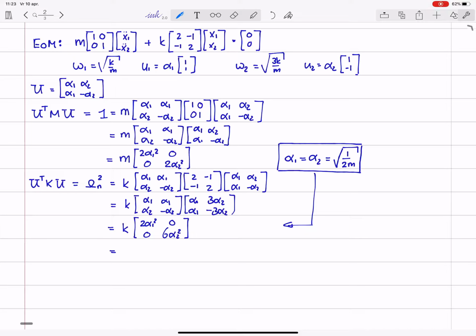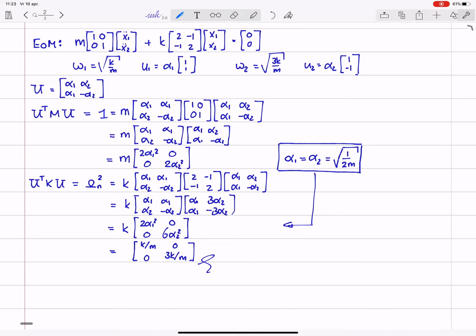Then we get alpha 1 squared, that is 1 over 2m, times 2, so we get k divided by m there. Then this is 0 and this is 0. And then for alpha 2 squared, 6 divided by 2 is 3, so we get 3k over m here. And these are indeed the natural frequencies squared on the main diagonal. So this is correct.